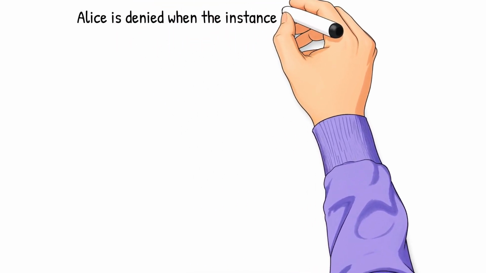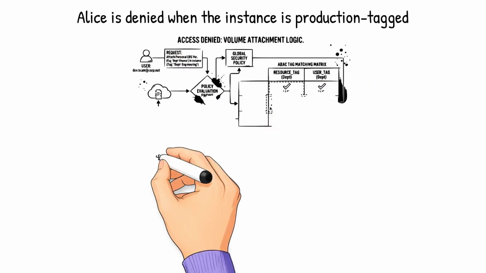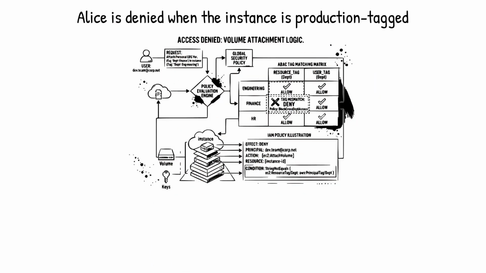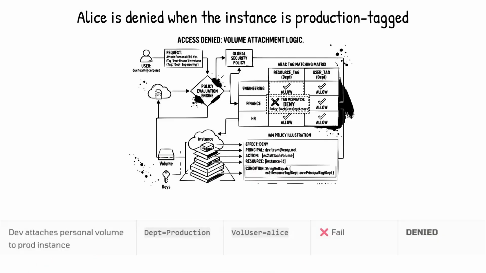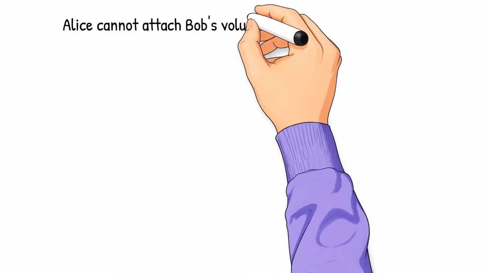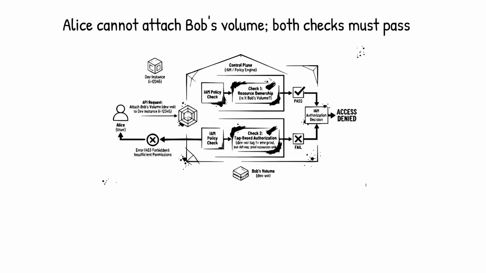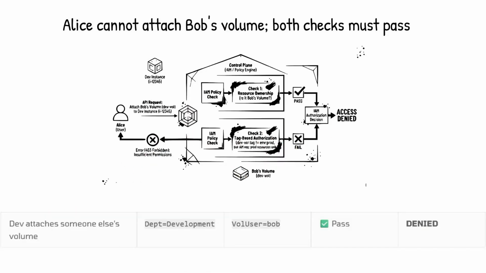Scenario B. Alice tries to attach her volume to a production-tagged instance. Even though the volume tag matches her username, the instance tag check fails because the department is not development. IAM denies the request. Scenario C. Alice tries to attach Bob's volume to a dev instance. The instance check passes, but the volume tag check fails because volume user doesn't match her username. Again, IAM denies the request. Both conditions must be independently satisfied for the operation to succeed.